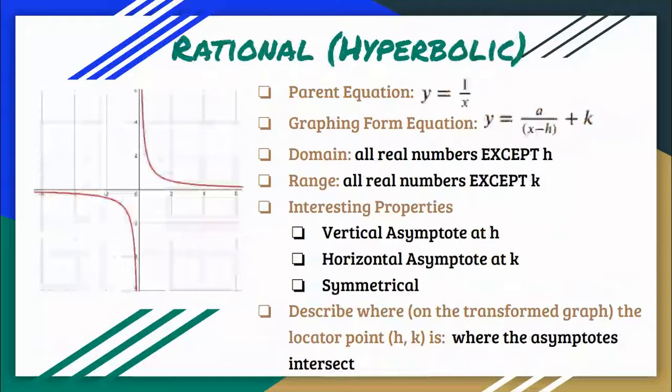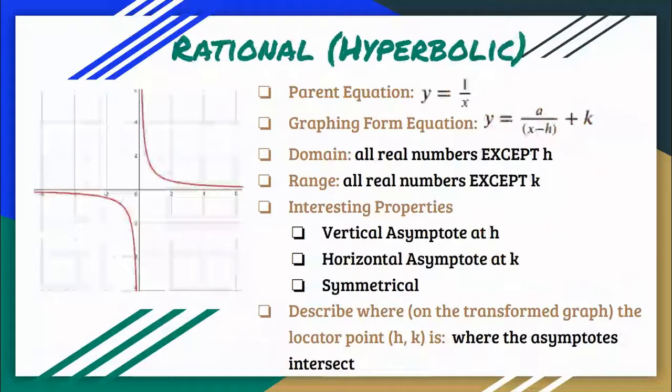Next, we have rational, which is also called a hyperbolic function. And remember, we called this graph a hyperbola, so that's where hyperbolic comes from. We have both the parent and the graphing form there. Again, remember, if we were to plug in 1 for a, 0 for h and k, our graphing form would simplify back to the parent equation. Your domain will always be all real numbers except the h value because domain has to deal with x's and h is on our horizontal line. Okay, same with range. It'll be all real numbers except k, so except our vertical there.